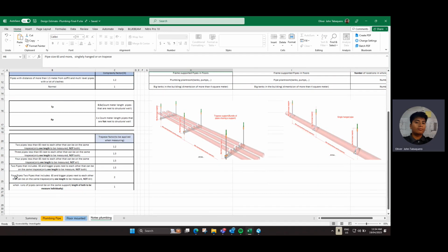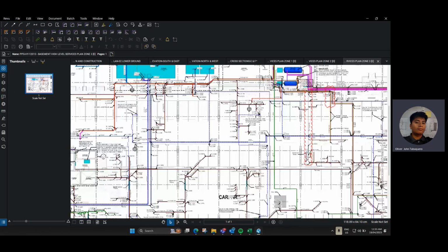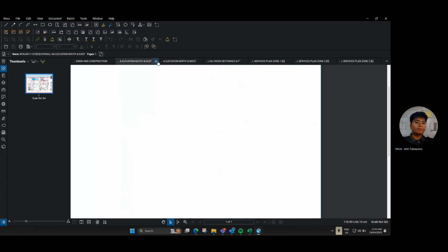I just want to show you 4 pipes, 2 pipes that include 65 or bigger. So this is 2. When runs are going to be on the same support, it should be 1. So for this last row, for pipes that are not on the same run, let's say one is of higher elevation and one is lower, you can do it by measuring each length. You can assume that both of them are singly hung. Okay, so let's get back to this. Let's check his work.